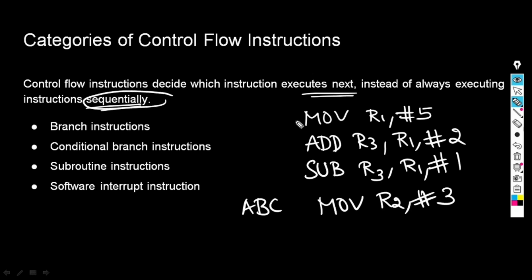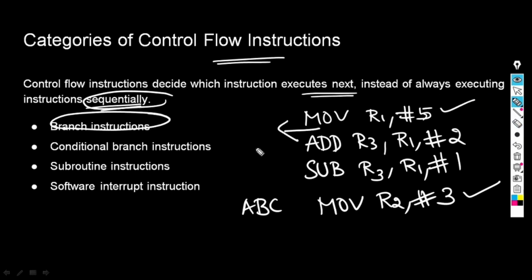Let's assume once I'm done executing this particular step, I want to skip these instructions and directly execute this particular instruction. So what am I supposed to do? In that situation, I'll have to use control flow instructions. One example for that is the branch instruction. I can directly write something like branch to ABC. Then immediately the control moves here and this is the instruction getting executed. That is one use case of control flow instruction.